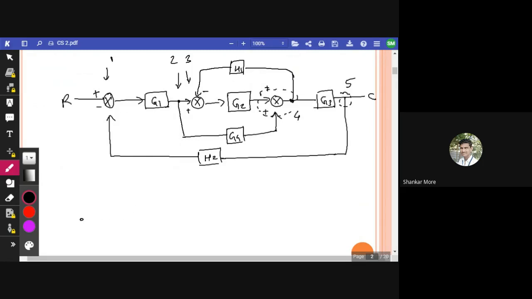So this is R. This is the first node, this is the second node, this is the third node, the fourth one, and this is the fifth one. And this is the last one, that is C.